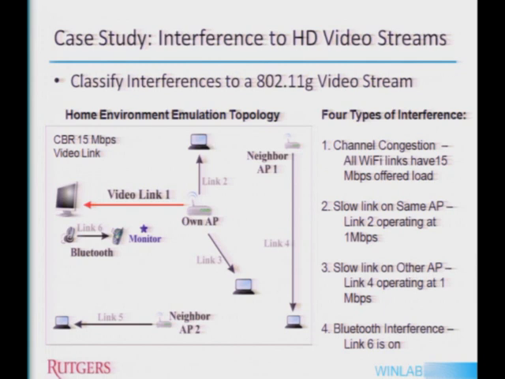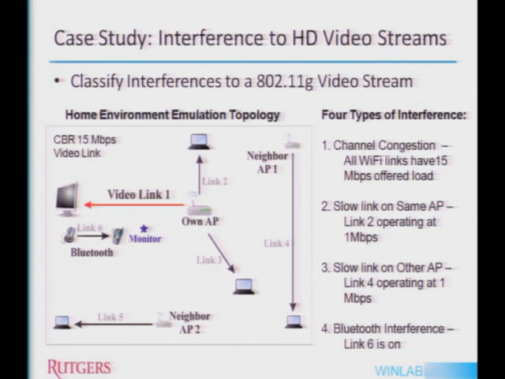Channel congestion we call when all the Wi-Fi links are active. Link one is the video link, which is always transmitting at 15 Mbps constant bitrate video using a VLC player. We emulated this kind of traffic model. The other links we vary, and we come up with these four different kinds of scenarios.